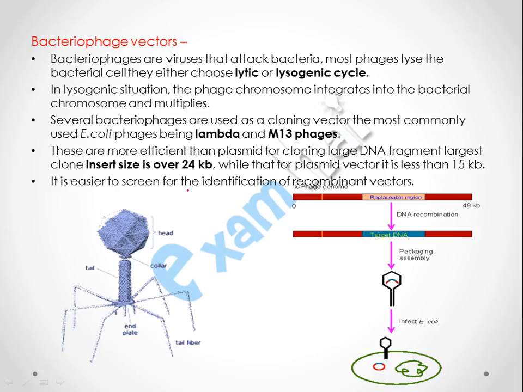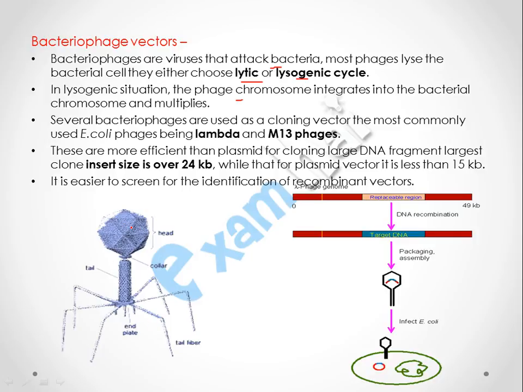Okay, now the second one is the bacteriophage vector. Bacteriophages are the viruses which attack bacteria, and two types of cycle are run by the bacteriophages over bacteria: the lytic cycle and the lysogenic cycle. So if the lysogenic situation takes place, the phage chromosome will integrate into the bacterial chromosome, and then the multiplication will take place.